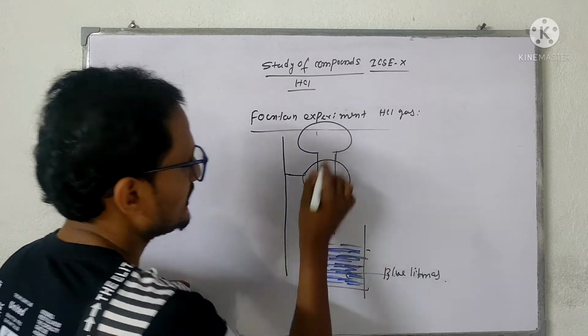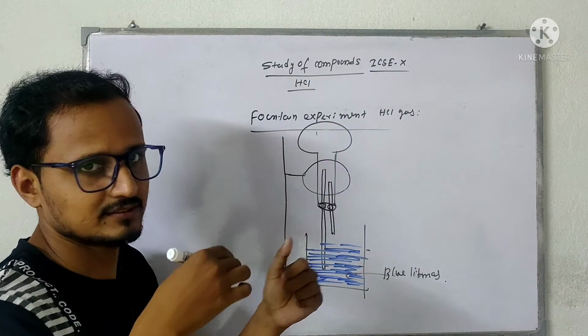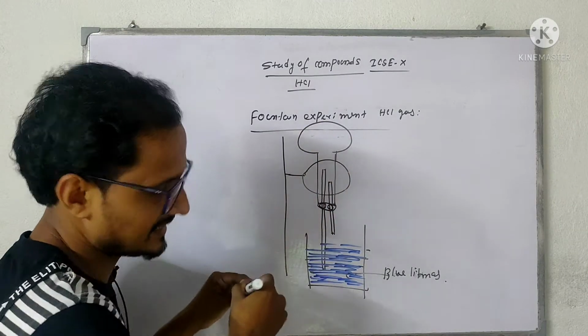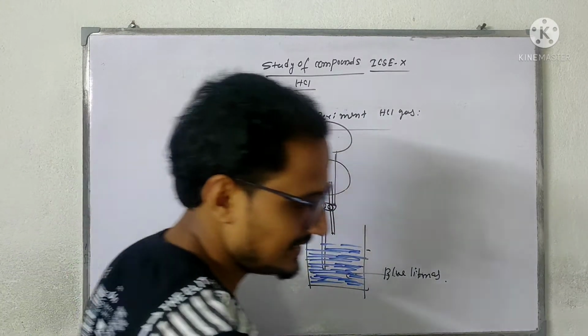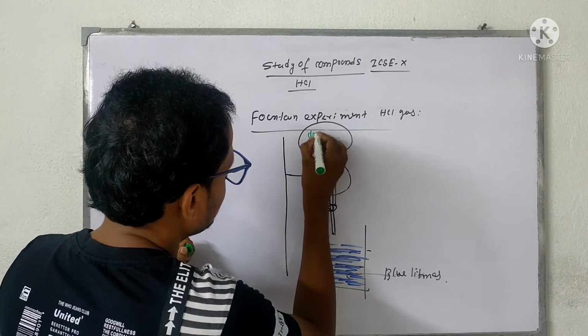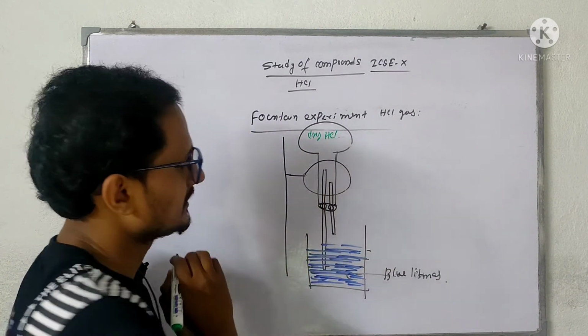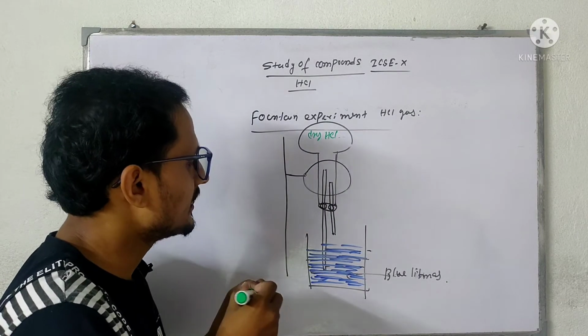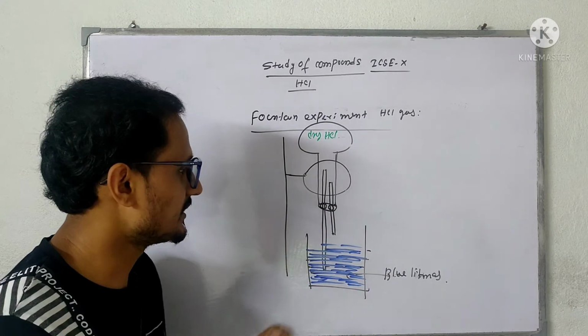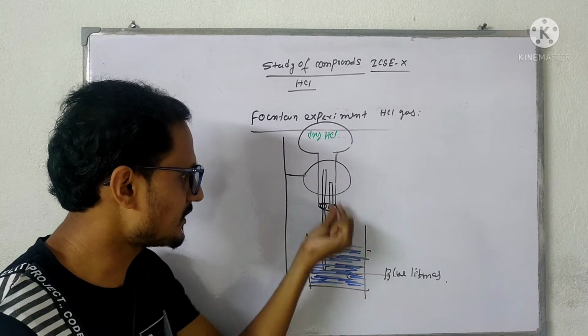Now in this round bottom flask we have taken dry HCl gas. Here we have taken dry HCl. Now this one is a dropper or a syringe, whatever you can say.